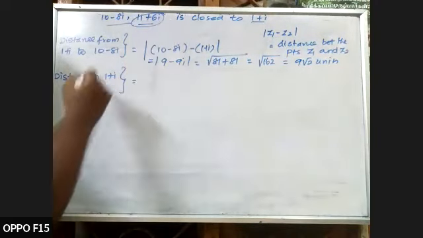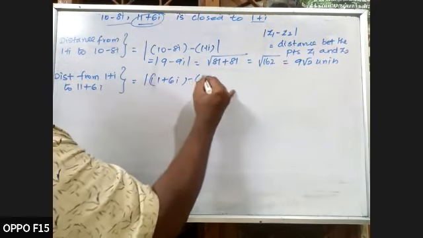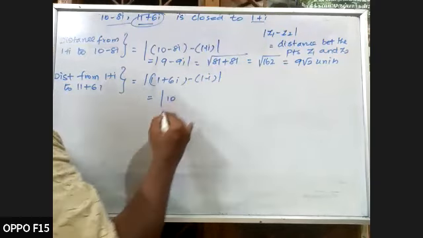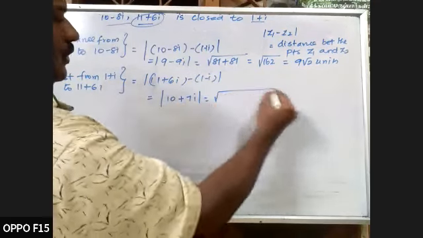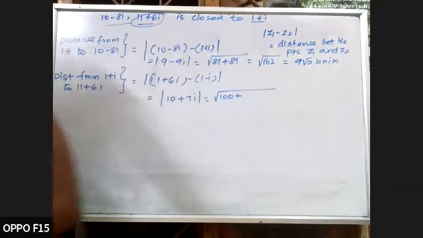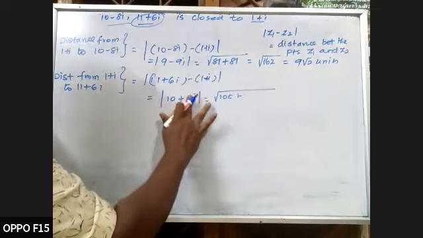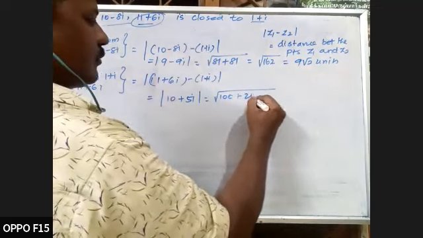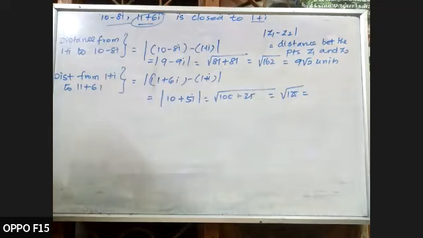Let us take the second point, 11 plus 6i. The difference is 11 plus 6i minus of 1 plus i. Now 11 minus 1 is 10, and 6i minus i is 5i. The modulus is 100 plus 25, which is equal to 125. Square root of 125 can be written as 25 into 5, so I can write this as 5 root 5. The answer is 5 root 5.